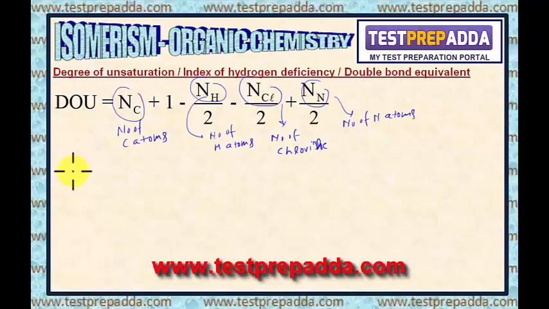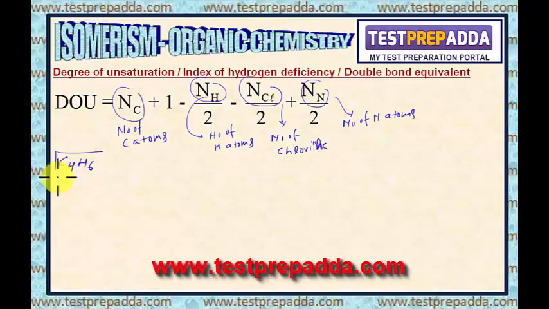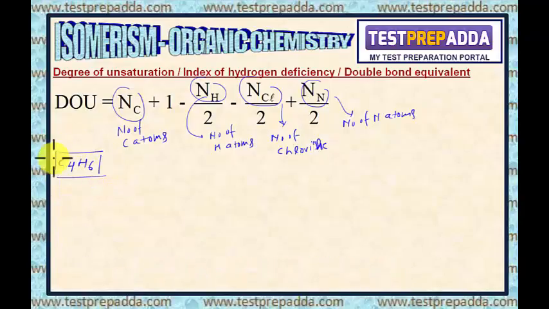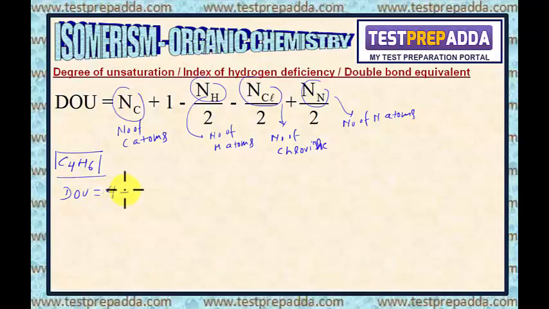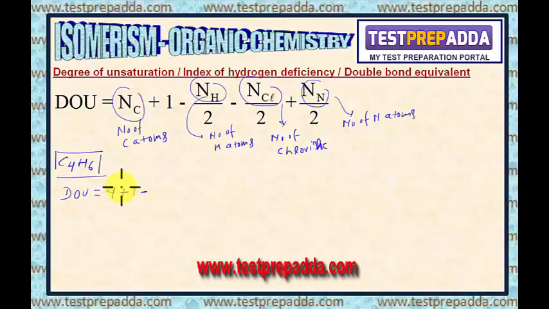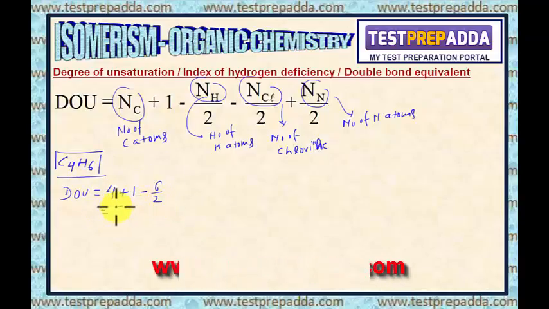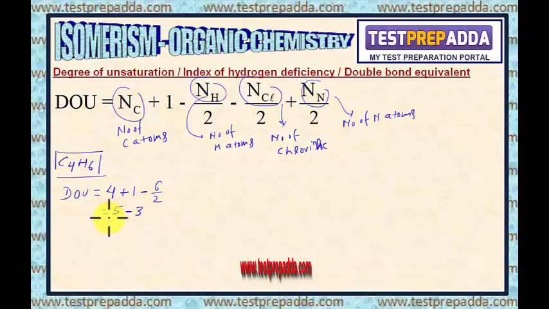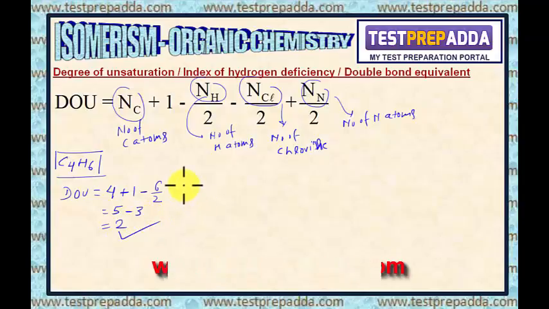I'll take examples which we have already done. For example, hydrocarbon C4H6. As we know, we got degree of unsaturation earlier as 2. If we use the formula, what answer comes here? Number of carbon atoms I'll write 4 plus 1 minus 6 upon 2, and this comes 5 minus 3, and that is 2. So 2 degrees of unsaturation.